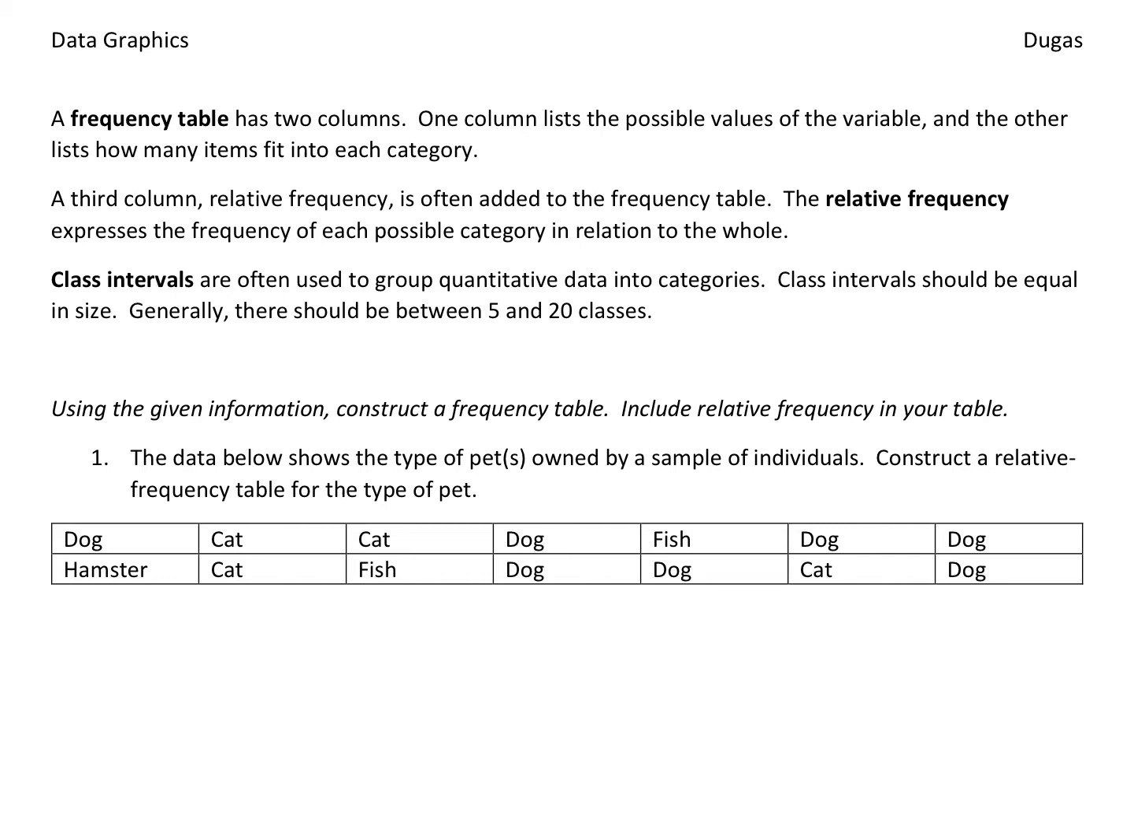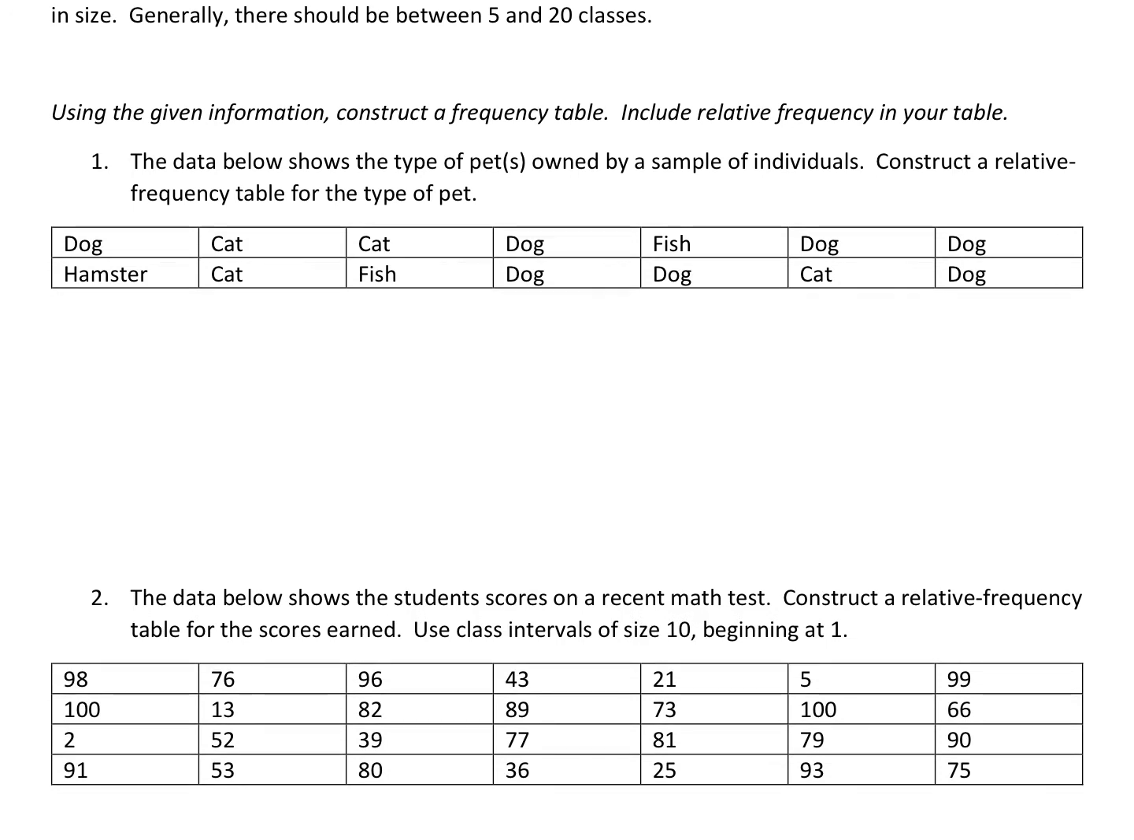Let's look at some examples. So using the given information, construct a frequency table. Include relative frequency in your table. So we're going to have 3 columns. We're going to have the category, so in this case, it's pet. We're going to have the frequency. And we're going to have the relative frequency.